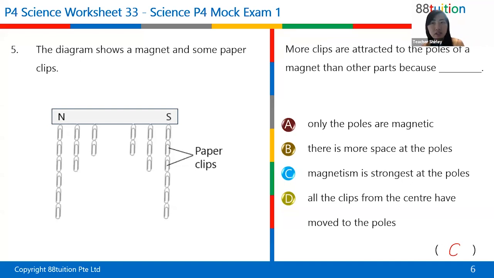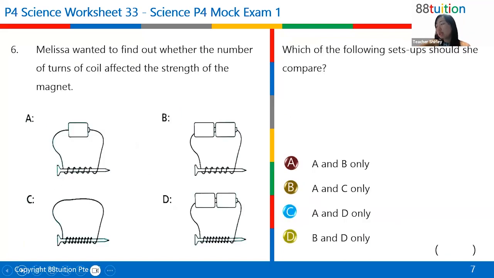This one is testing you on the concept of where magnetism is strongest. And I think all of us, by now, should know that it's strongest at its two poles. So that's why it's attracted to the two poles. This one I don't think I need to go through in detail. Okay, now next question.